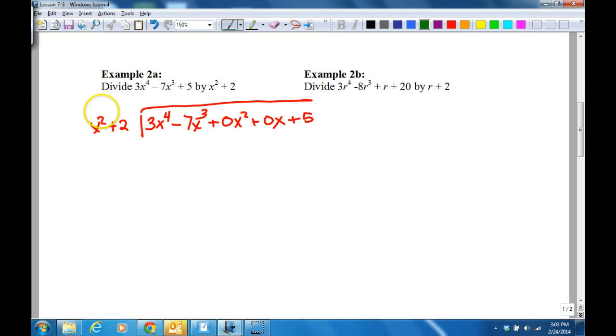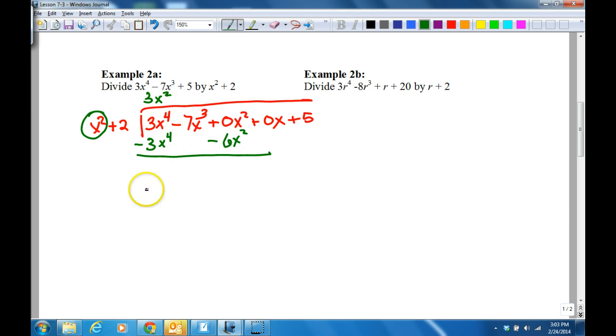Okay, so I need to multiply this into 3x to the 4th. How many times do I do that? 3x squared. Okay? So 3x squared times x squared is 3x to the 4th. And 3x squared times 2 is 6x squared, right? Oh no, that's a 2. Notice that I'm putting it underneath my x squareds because they match. Right? Now I'm subtracting them both, right?